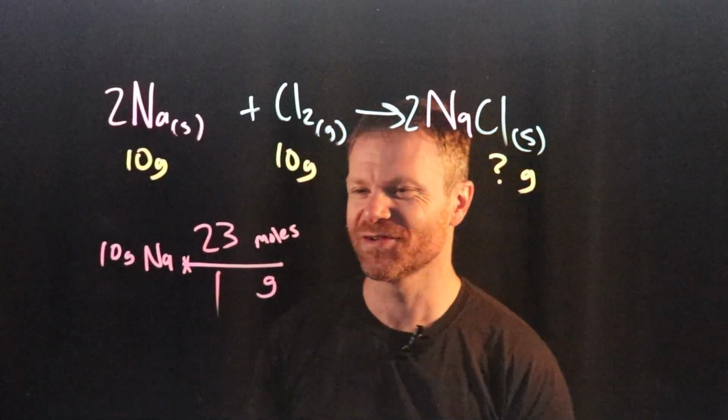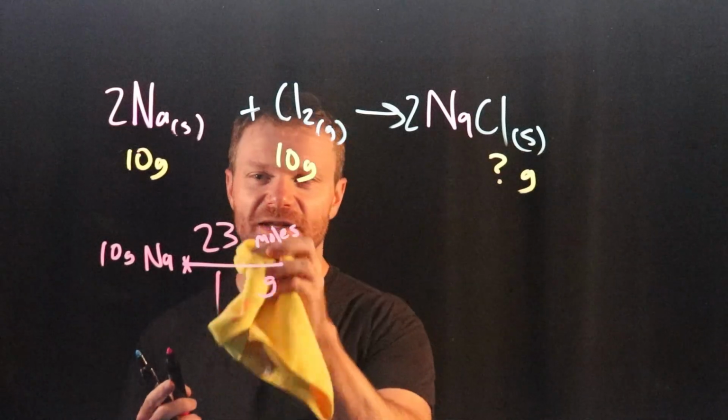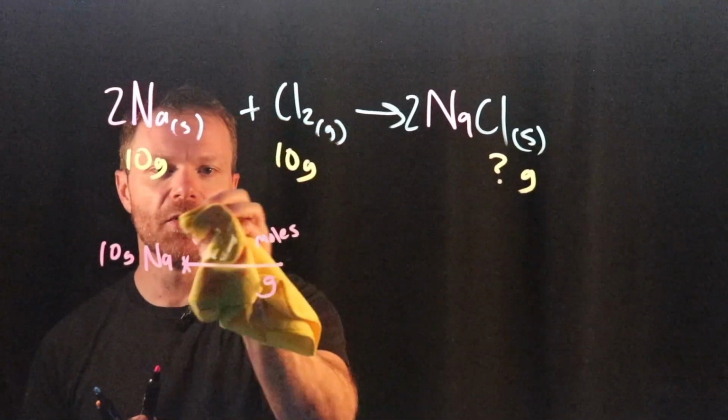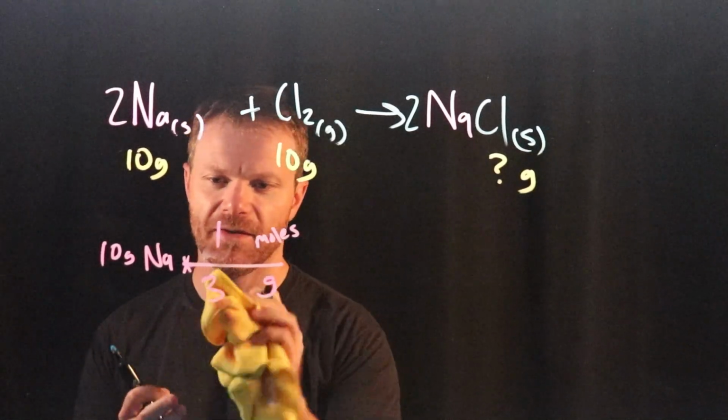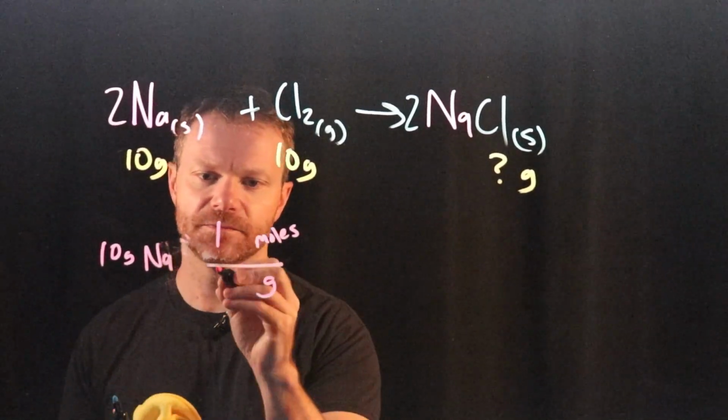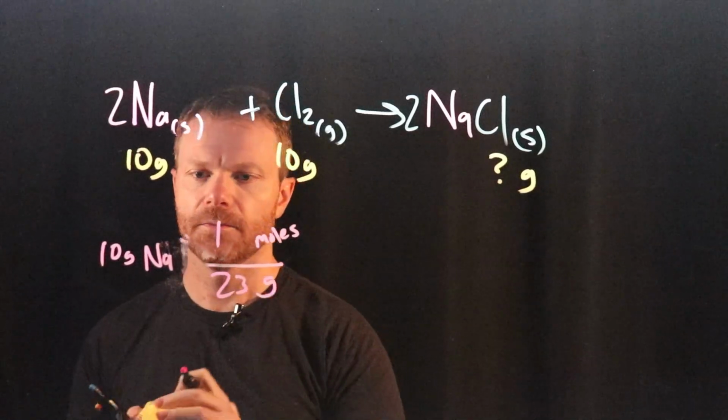No, I screwed up my conversion factor. It's not 23 moles to every 1 gram. 1 mole of sodium has a mass of 23 grams. Man, messing up a lot. Okay.